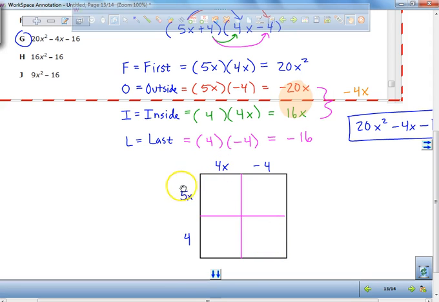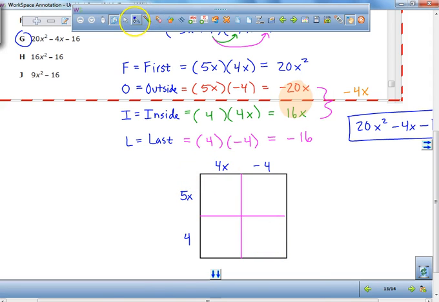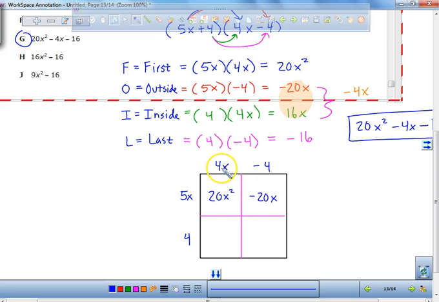What's 5x and 4x? 20x squared. What's 5x times negative 4? Negative 20x. What's 4x times 4? 16x. And what's negative 4 times positive 4? Negative 16. So this might be an easier way to organize your information, so that you don't have to do all the rainbows or the distributive property.